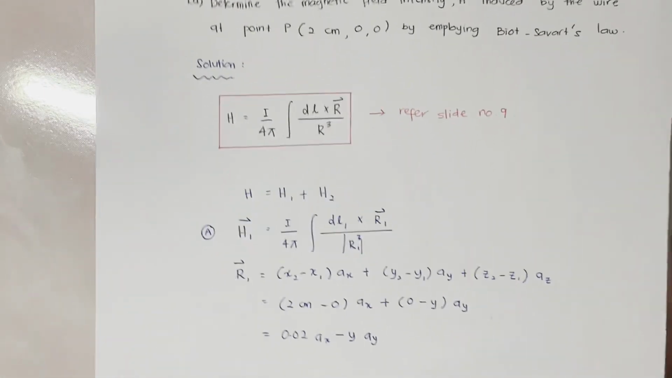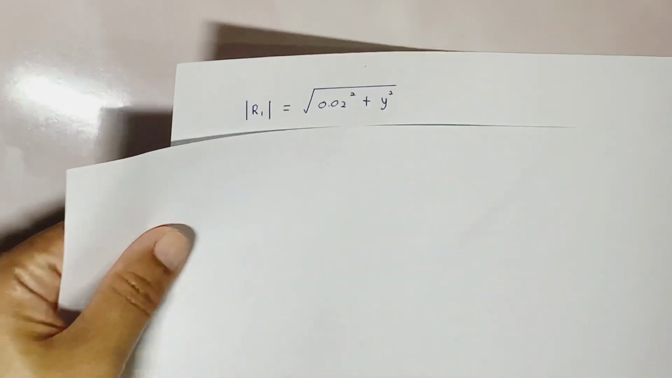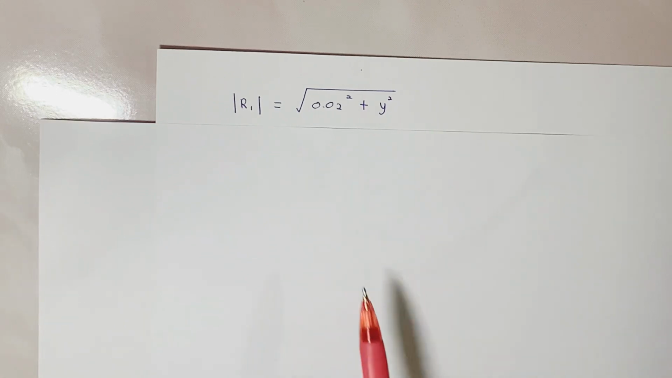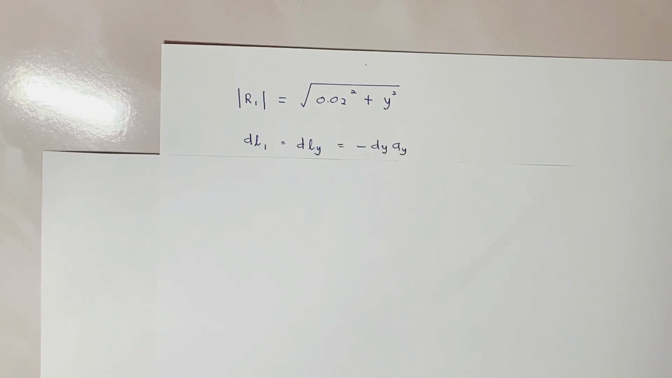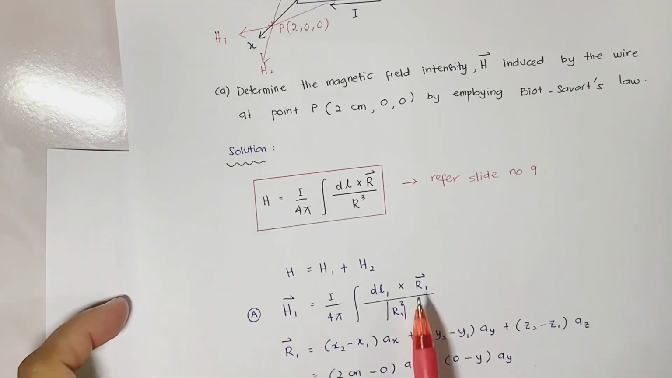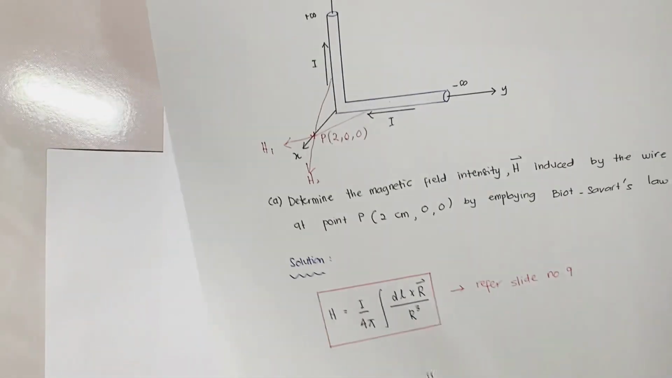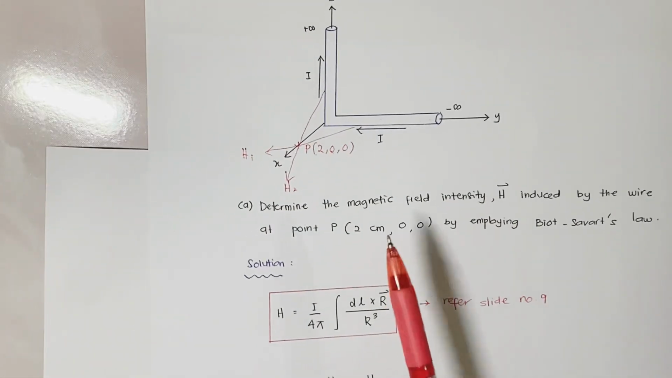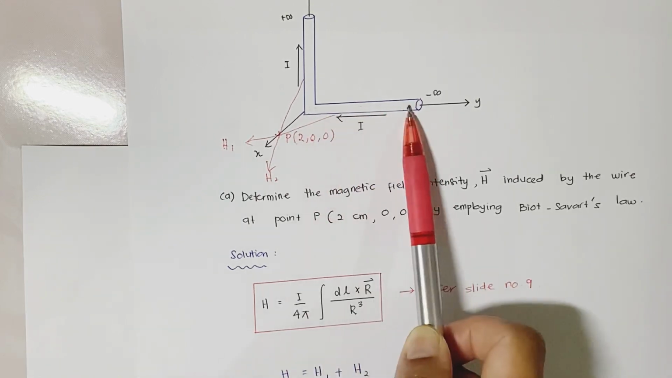How to find the magnitude? You already have the vector here, and then use the vector to find the magnitude. So the magnitude is the square root of 0.02 squared plus y squared. Set. Now you need to find dl1. You already have r1 and r1 cube. What is dl1? Actually, dl1 is equal to dly, the length of the wire along the y-axis.